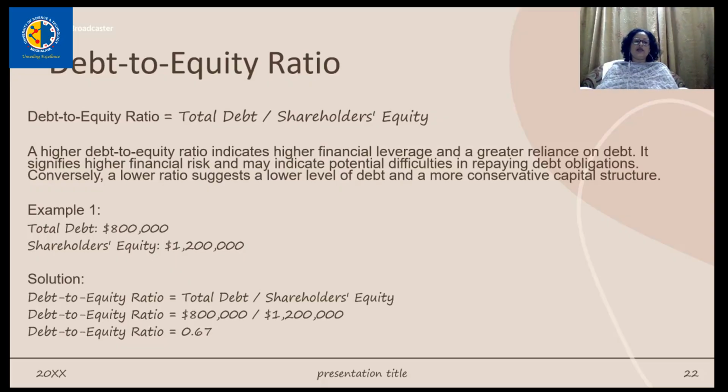So, here in this example, total debt is given as 8 lakh, shareholders equity is given as 12 lakh. So, debt to equity ratio is total debt 8 lakh divided by 12 lakh, it is 0.67.